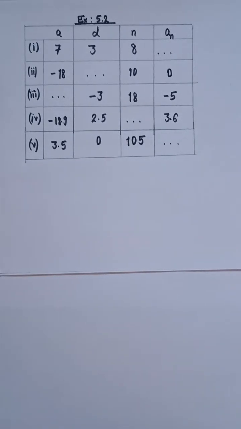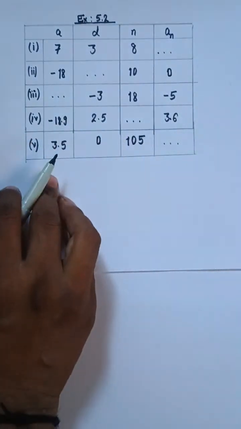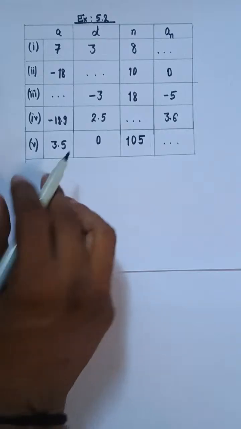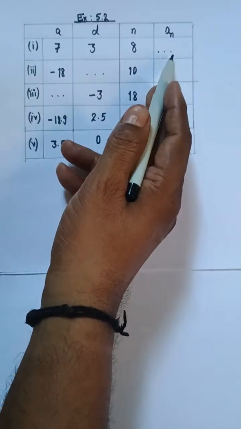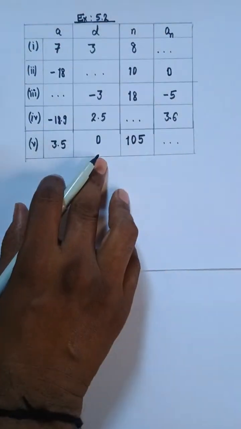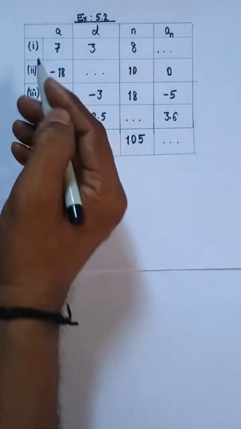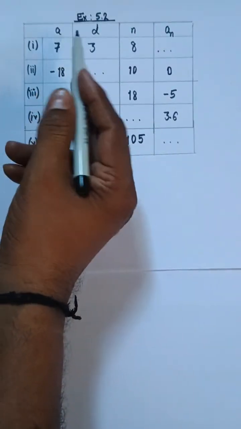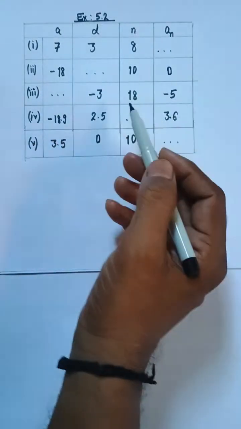We have this question in this tabular form, and we need to get the values that should be placed over this blank space. Okay, so this is the problem of arithmetic progression. Here a is the initial term, d is the common difference, and an is the nth term of the AP.